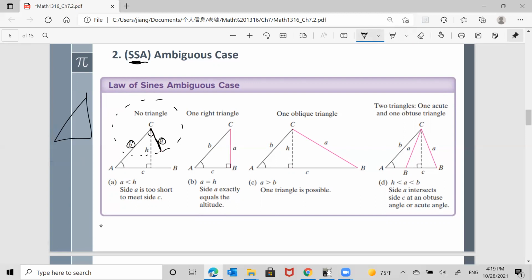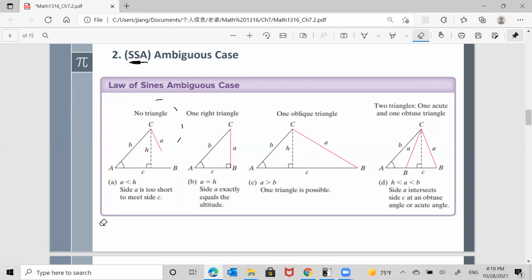this. So sides, they have the intersection here at the angle part. If this side has no intersect with another side, that means this is no triangle. We can't create the triangle in this case because A is so short. So let's see another case.